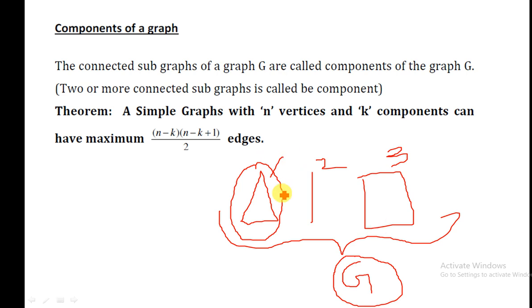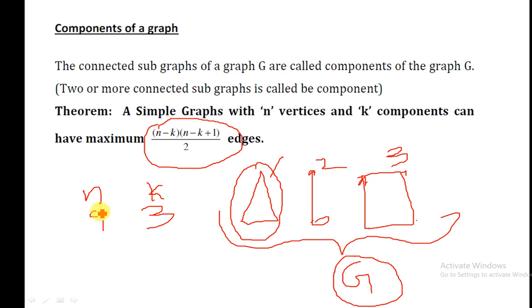So what is the concept here? If I take this example for this theorem, n is the number of vertices. How many vertices are there in this graph? Not only 3, right? 1, 2, 3, 4, 5, 6, 7, 8 and 9 vertices are there. How many components are there? 1 component, 2 components, 3 components. So it is nothing but n equal to 9, k equal to 3.